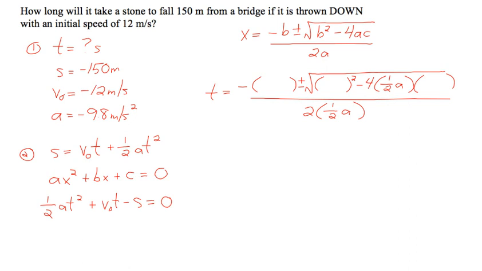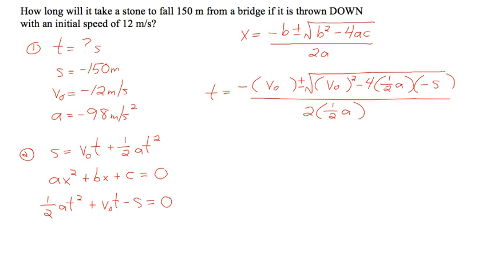Now the b is VO. So I'm going to replace the two places where there's a b with VO. So I'm going to put a VO there and a VO there. And the c is minus s. So I'm going to replace the c with minus s. So that goes right there.